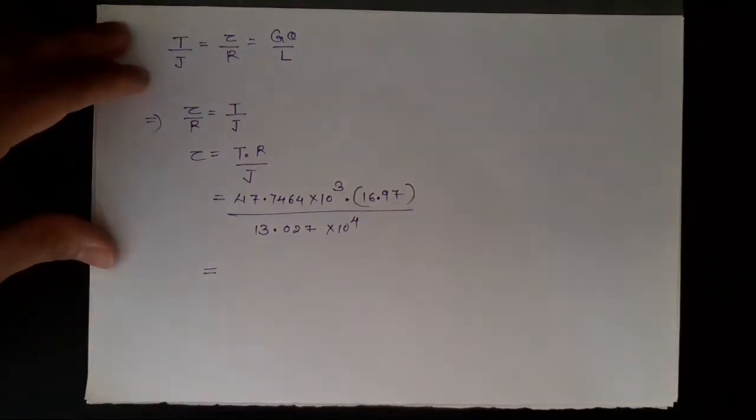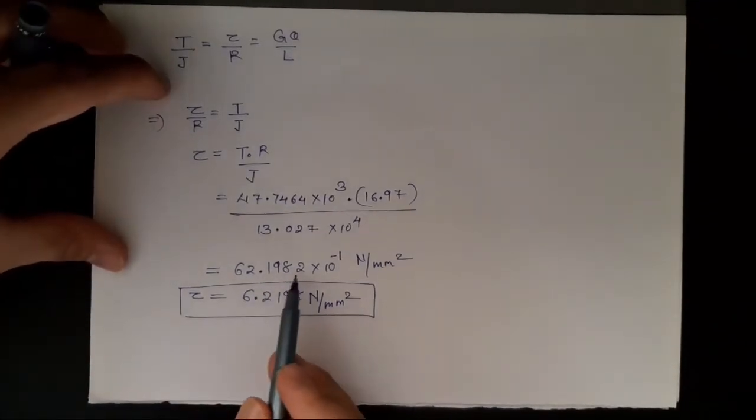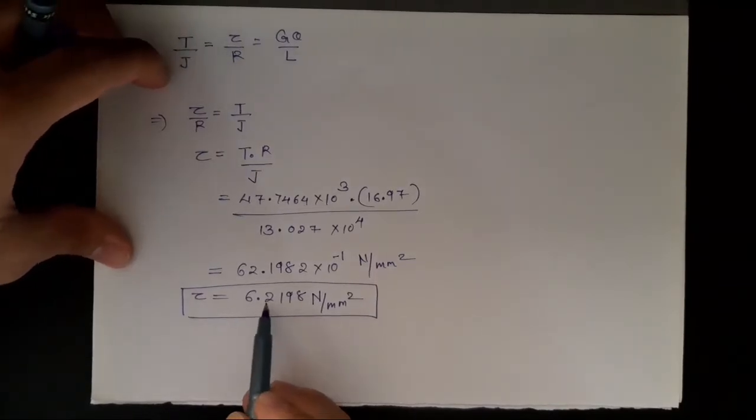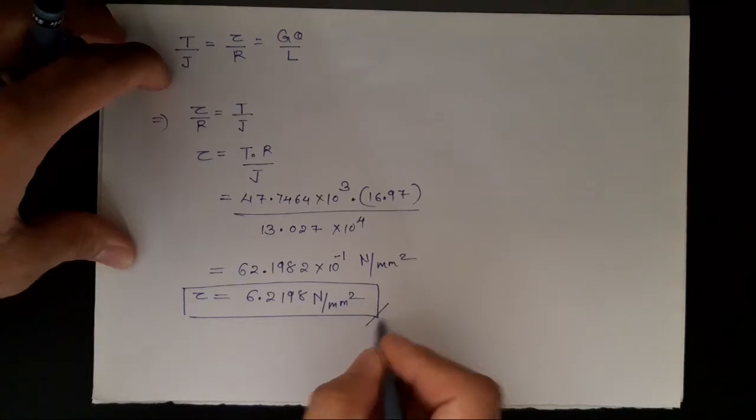So calculate this on the calci. So we will get 62.1982 into 10 raised to minus 1 Newton per mm square. So we can write tau equals to 6.2198 Newton per mm square. So this is the value of shear stress.